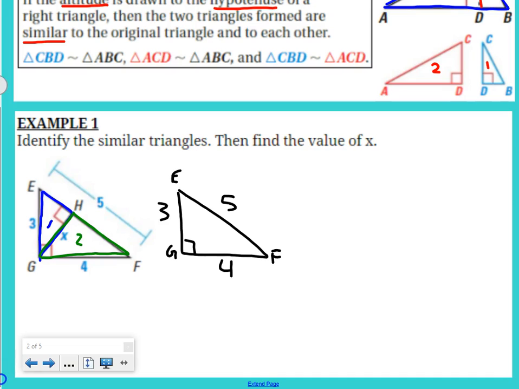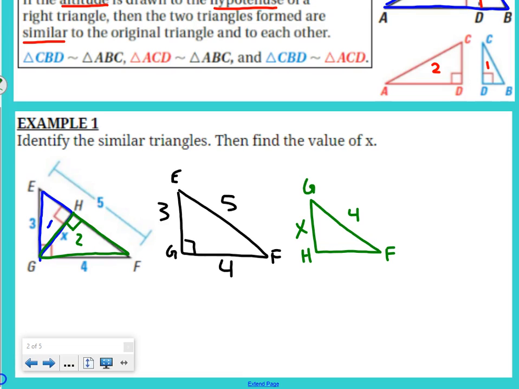Then I'll draw the medium triangle, but we have to make sure we orient it correctly. The short leg would be GH, so I'm going to put G here, H here, and then F. So G, H, F. So we have x, 4 is the hypotenuse, and we don't know the last leg.